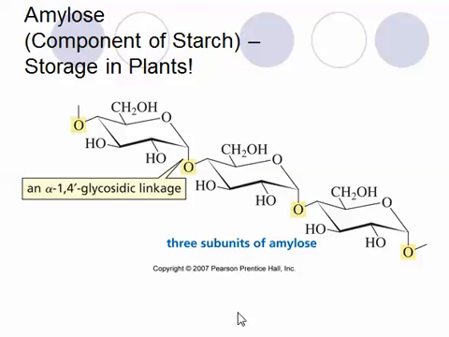So enough about disaccharides. We're better than that now. We need to upgrade, and we're going to upgrade to a polymer. And a polymer, of course, means many units. That means many sugars are involved in these structures. This is our first polymer that we're going to see, and it is called amylose. It's a component of starch.